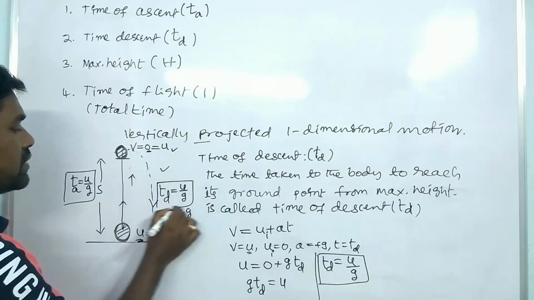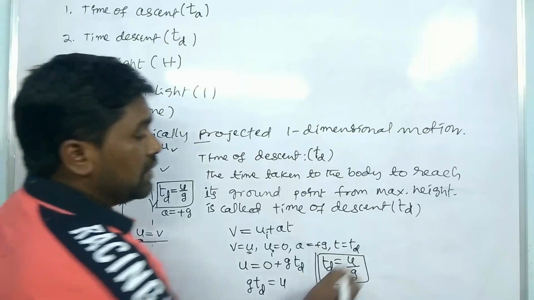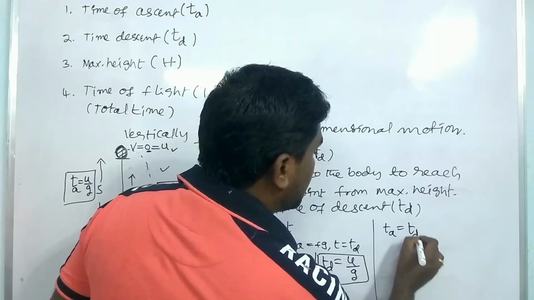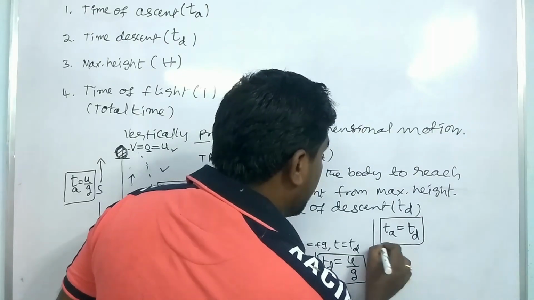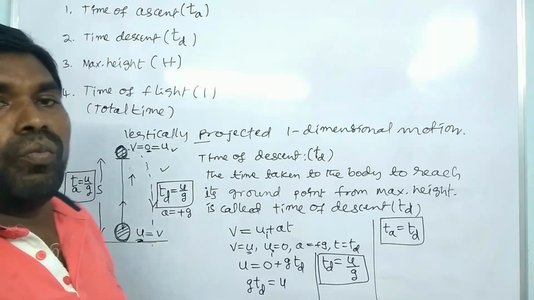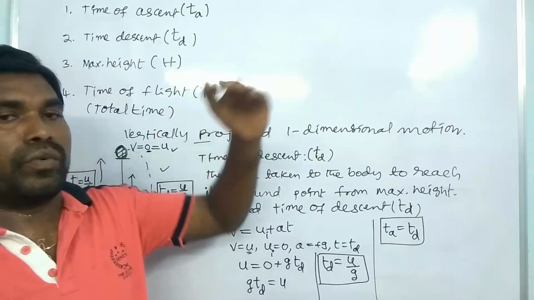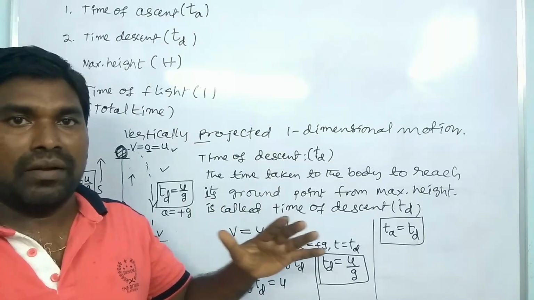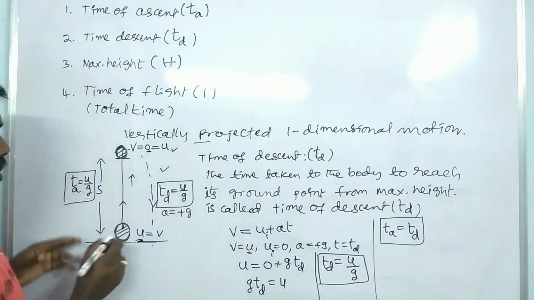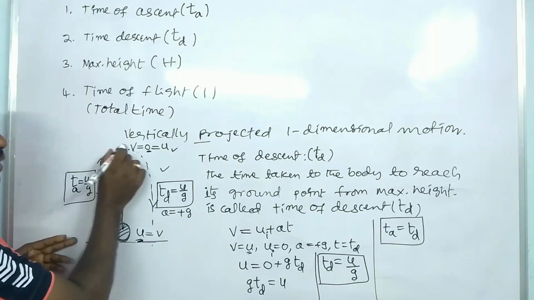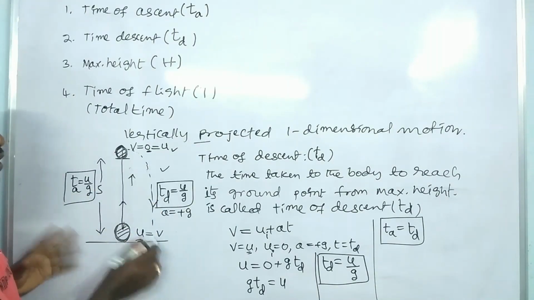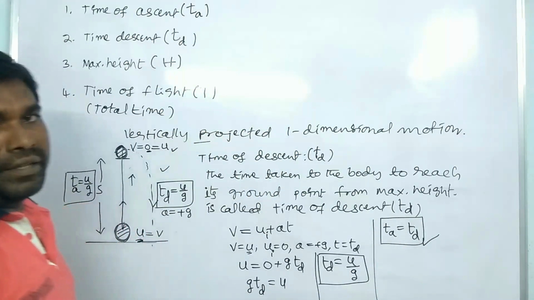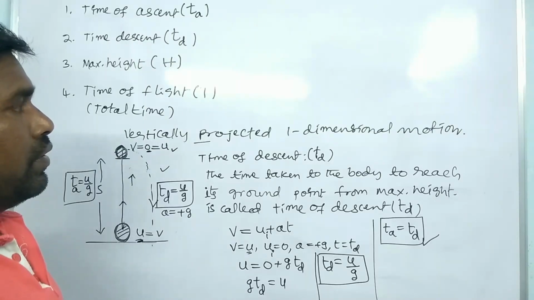So from these two we can say that the time of ascent of a body is equal to the time of descent of the body. It means the body takes as much time to reach its maximum height as it takes to reach the ground point. That is the point you have to observe here. Always Ta is equal to Td.